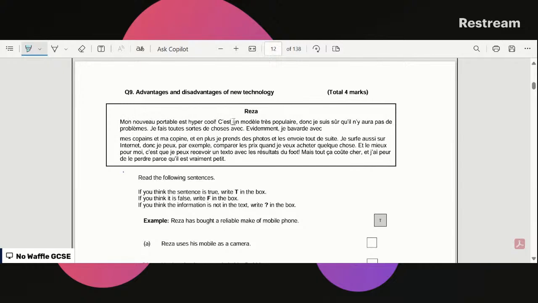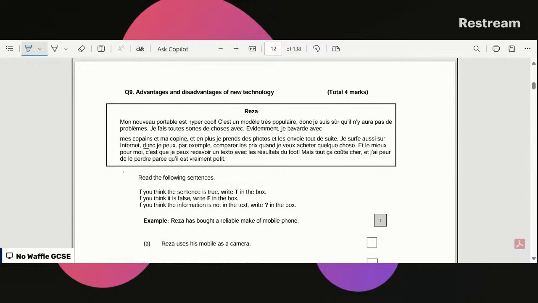My new phone is really cool. It's a very popular model, so I'm sure there will be no problem. It will not have any problems, he's sure. I can do all sorts of things with it. I can chat with it.